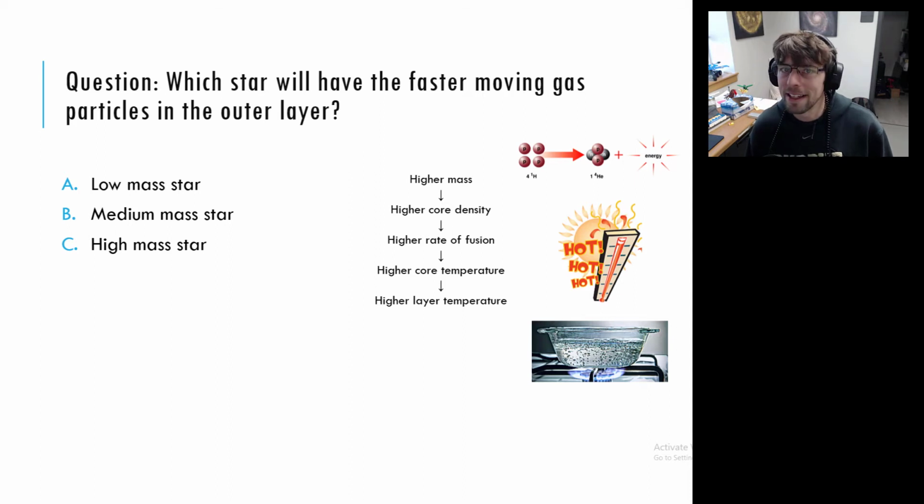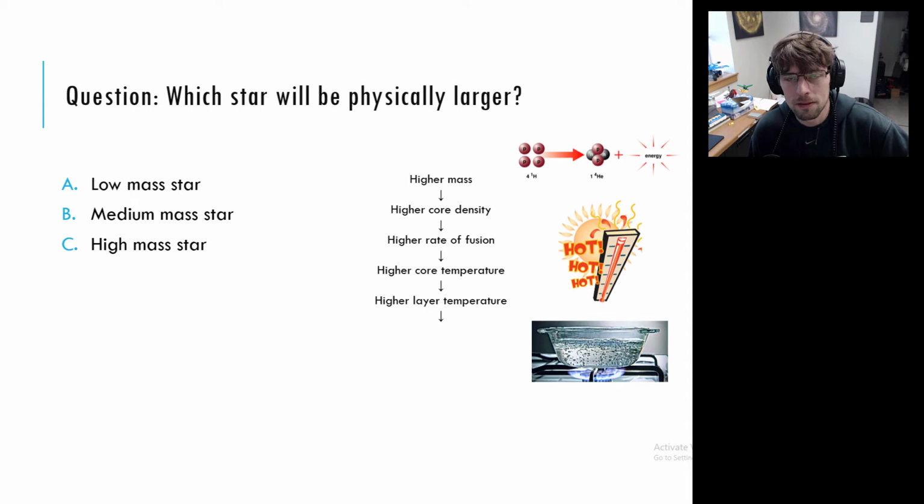Ha. You say, now I'm on to you, Greg. Higher temperature means that the gases in the outer layers are moving faster. Higher temperature, higher kinetic energy. Higher kinetic energy means they're moving faster. So it's got to be a high mass star again. I say, you're on the right track. Everything's going well here. Okay? Last piece. Which star will physically be larger?